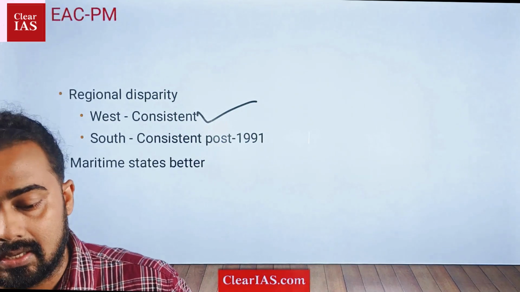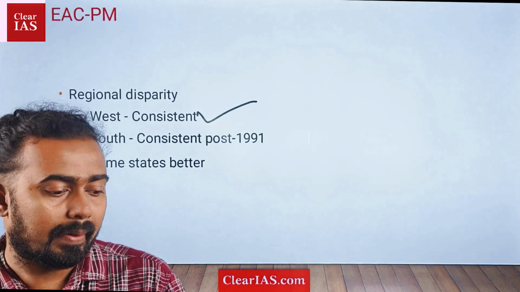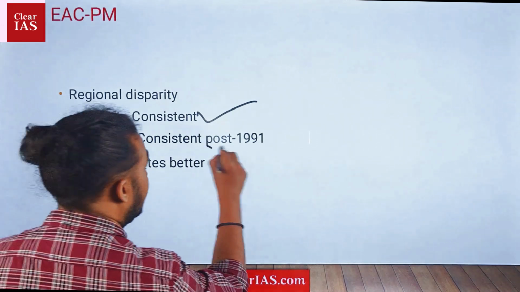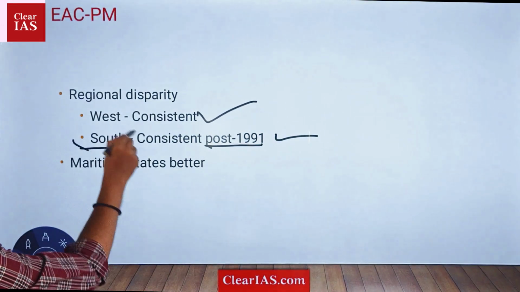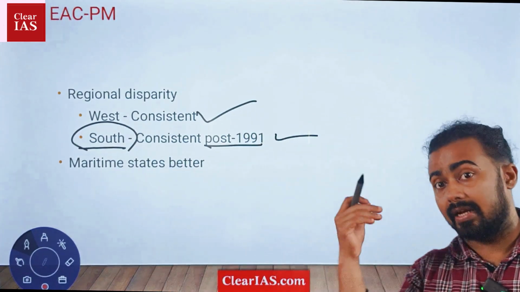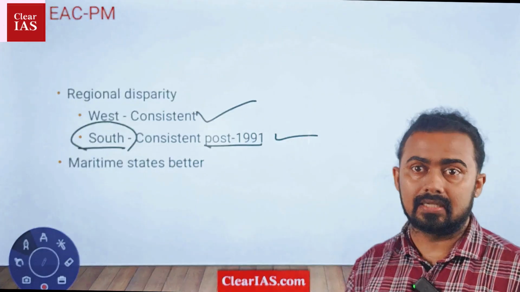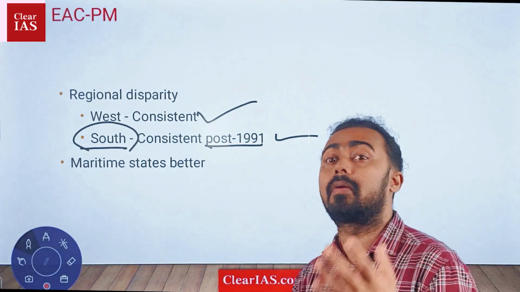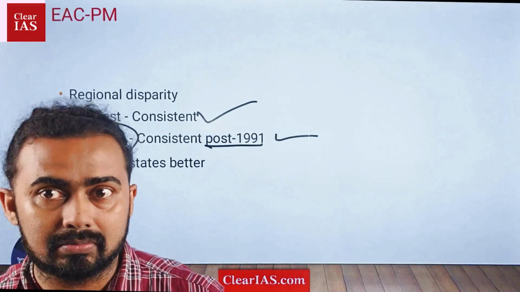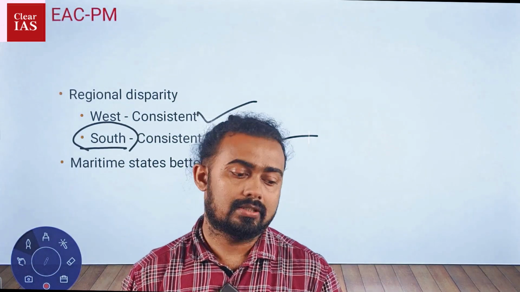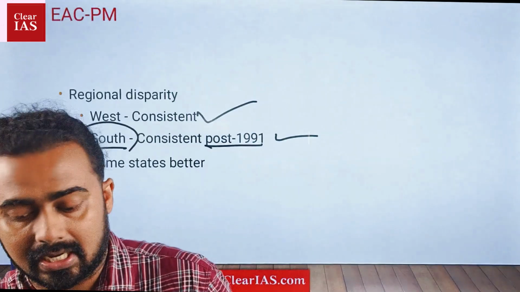Compared with such western states, the southern states have performed well post 1991. When we think about the south, yes, they were consistent, but it was after the liberalization era, after the 1990s. The southern states like Tamil Nadu, Karnataka, Kerala, Andhra, and Telangana started performing better. So the liberalization impact, the LPG reforms of the 1990s, definitely had a huge impact on the southern states. That's one of the things the report is saying.